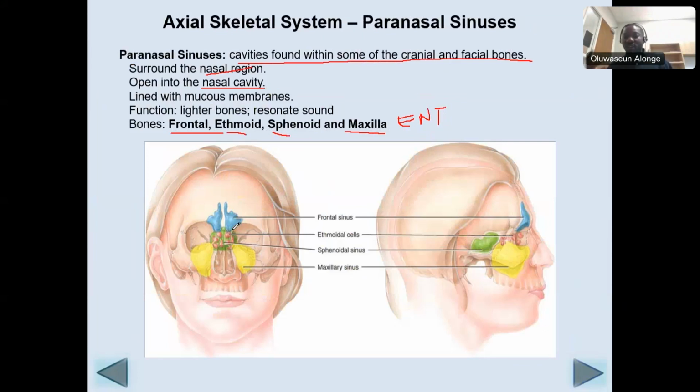So you see, the function is to lighten the weight of the bone and also to resonate sound. That's why you notice that when it is cold and you have your nasal cavity filled up, the sound that your voice makes differs at such points.